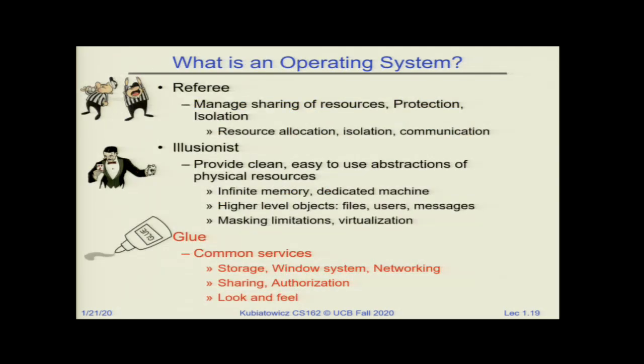So the last thing that I like to talk about when we talk about what's an operating system is really glue. An operating system glues together a bunch of common services in a way that's convenient for the programmer. So what are common services? Storage. We talked about file system earlier. Windowing system. Networking. TCP/IP is a great example of a service. Sharing, authorization, that's security services. Look and feel. The look and feel of your system.